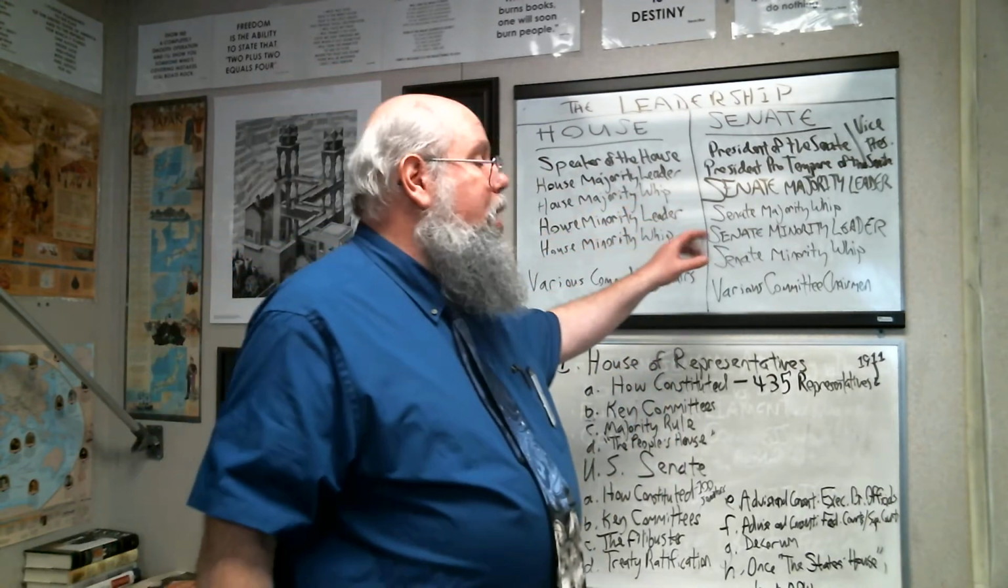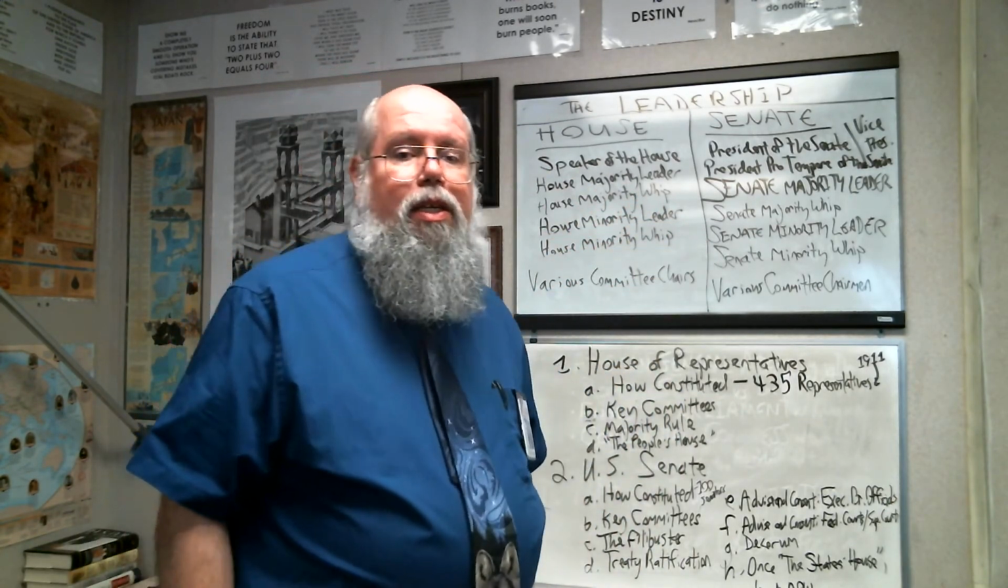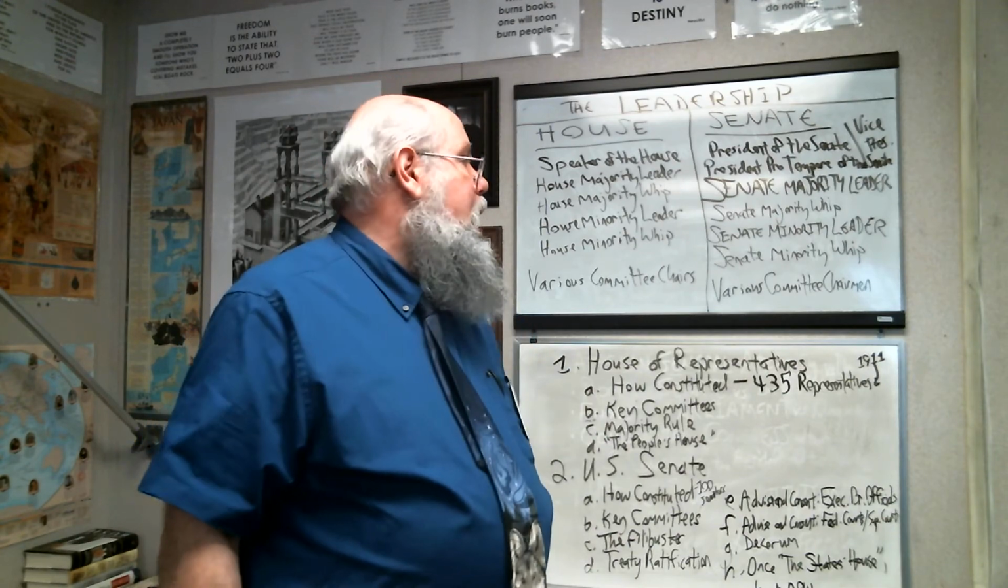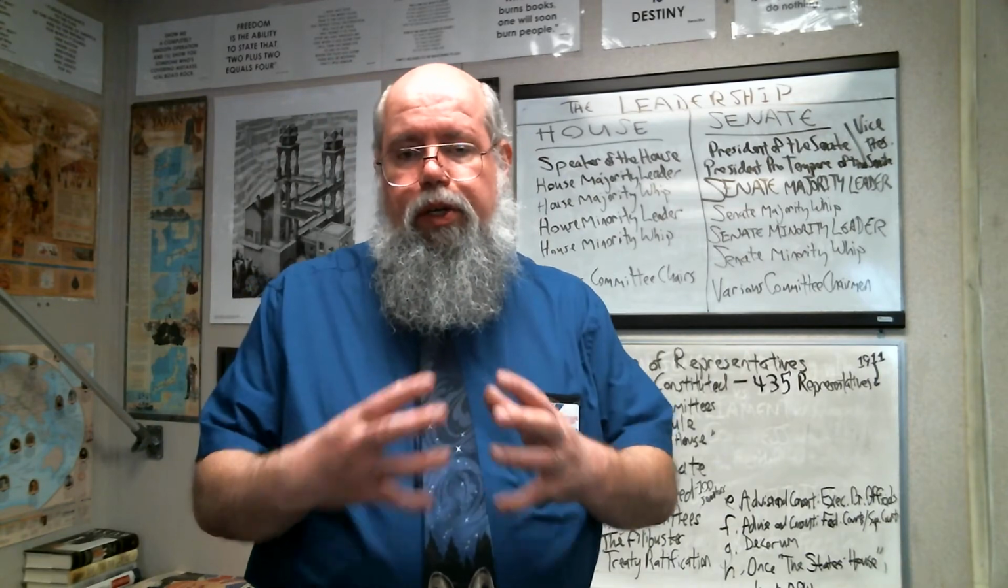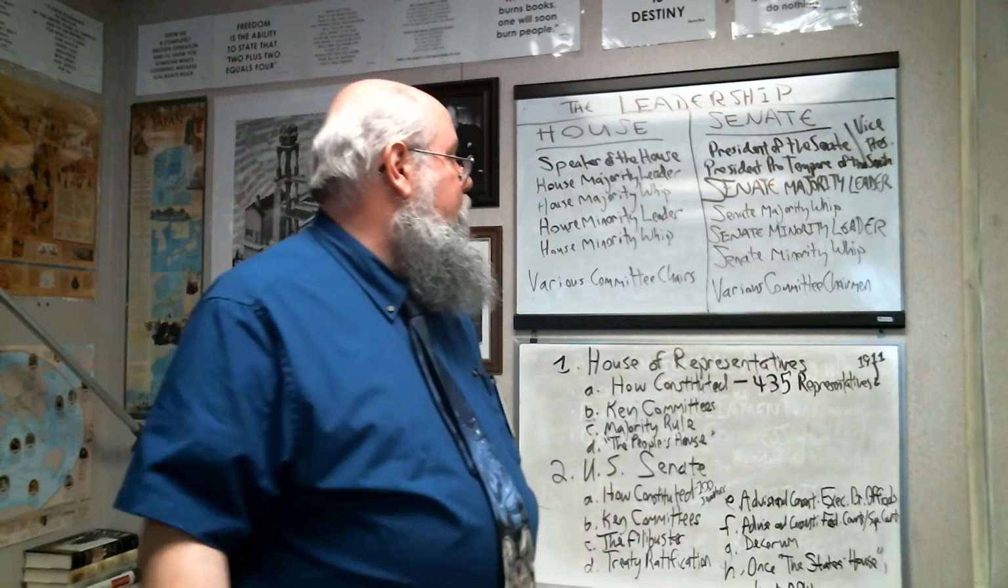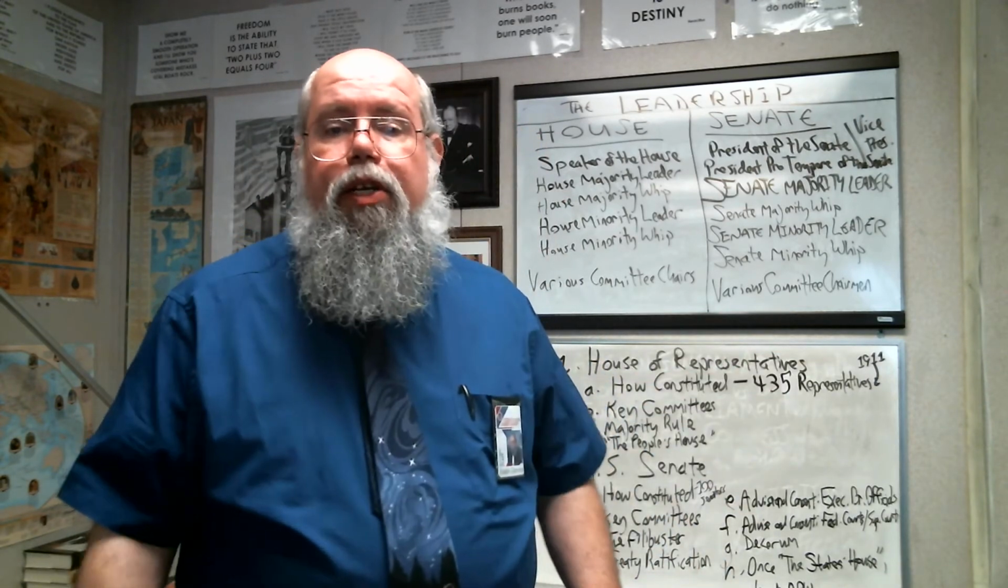The Senate Minority Leader leads the minority party, in this case Charles Schumer of New York, and the Senate Minority Whip makes sure that the minority party also coheres most of the time and votes as a bloc. And then there are the various committee chairmen.